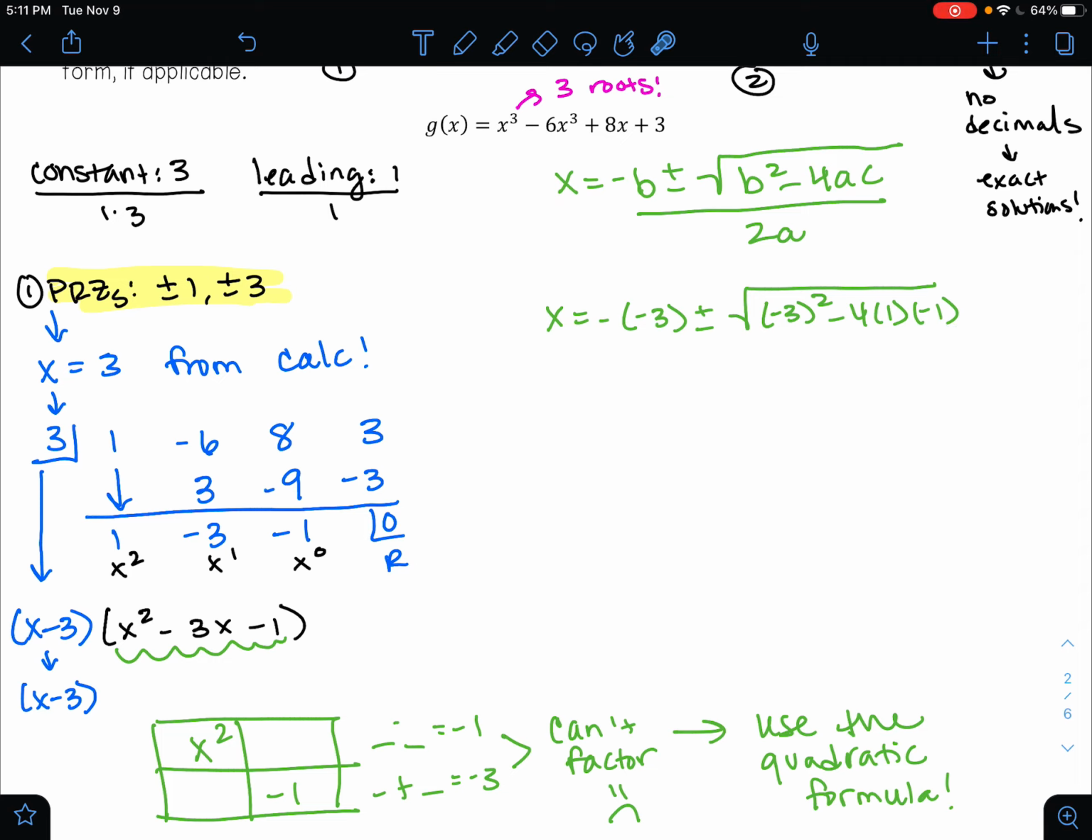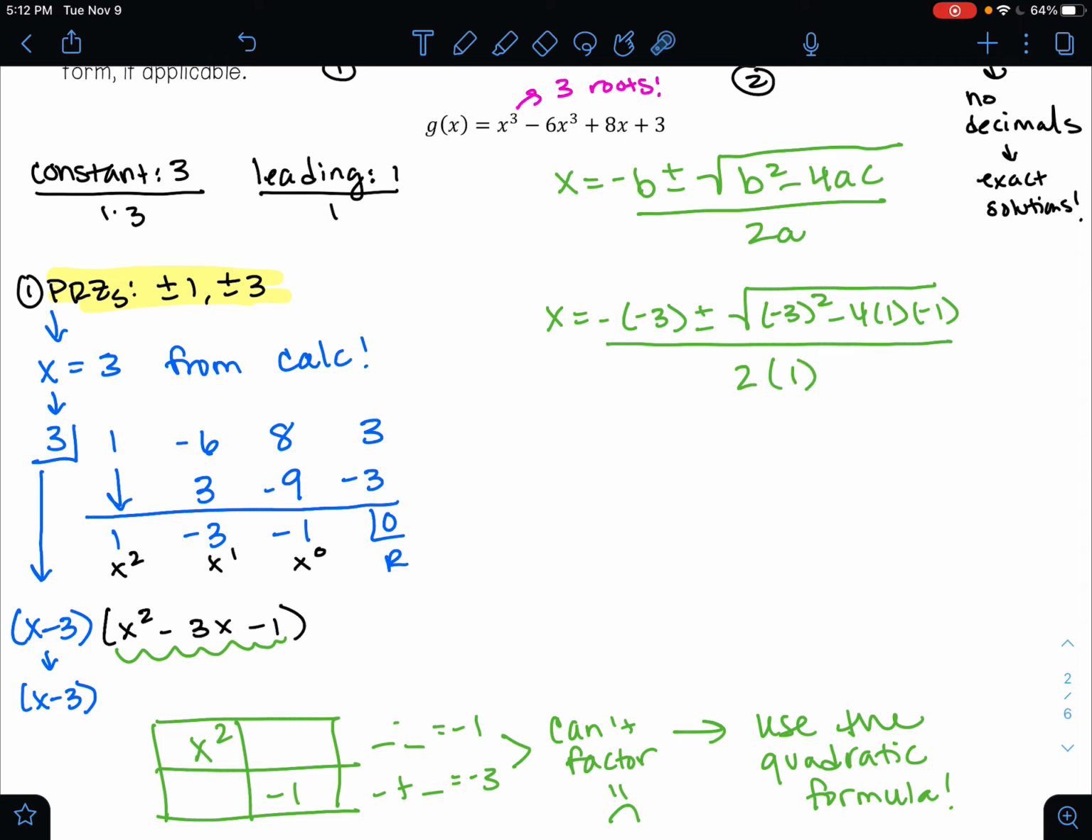Most mistakes from the quadratic formula happen because you forget to put your numbers in parentheses, and then when you go ahead and square this, you forget that you're not squaring the negative unless it's in parentheses. So do yourself a favor, write out all the parentheses. That way when you go to plug this into your calculator, you will get the correct answer. This is going to be divided by 2 times 1.